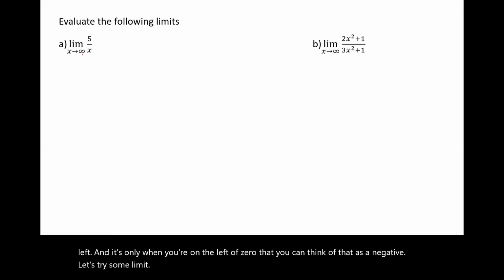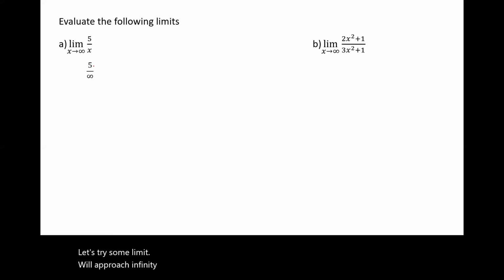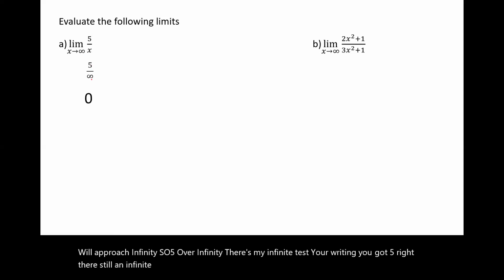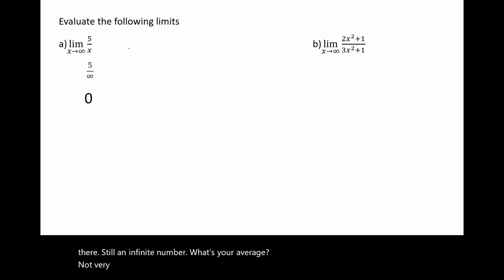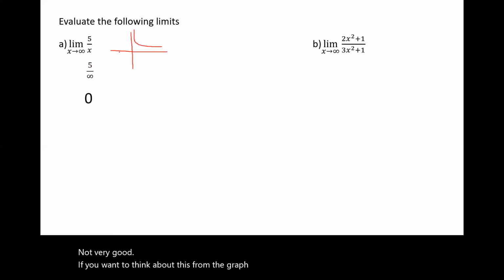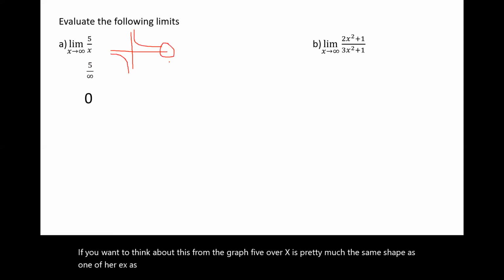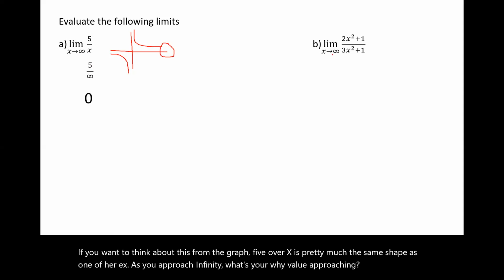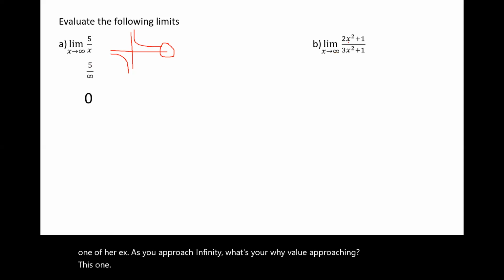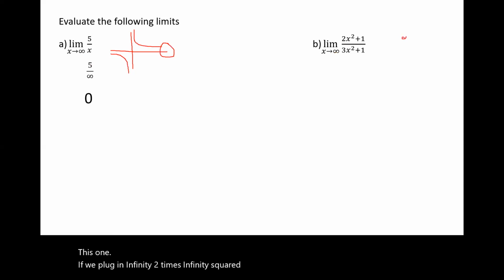We'll approach infinity, so 5 over infinity. There's my infinite test you're writing. You get 5 right. There's still an infinite number. What's your average? Not very good. If you want to think about this from the graph, 5 over x is pretty much the same shape as 1 over x. As you approach infinity, what's your y value approaching? This one. If we plug in infinity, 2 times infinity squared plus infinity, that's infinity.